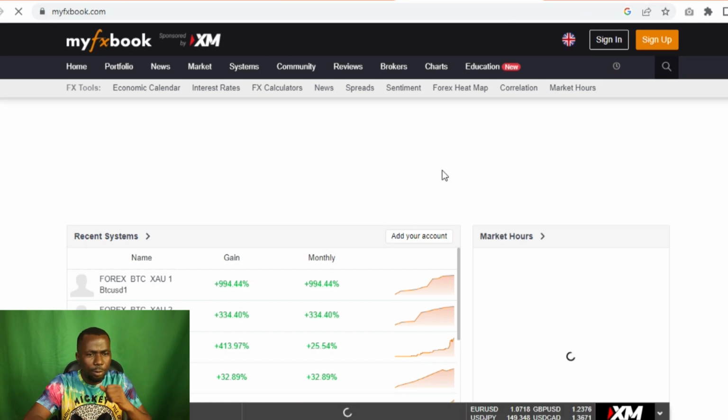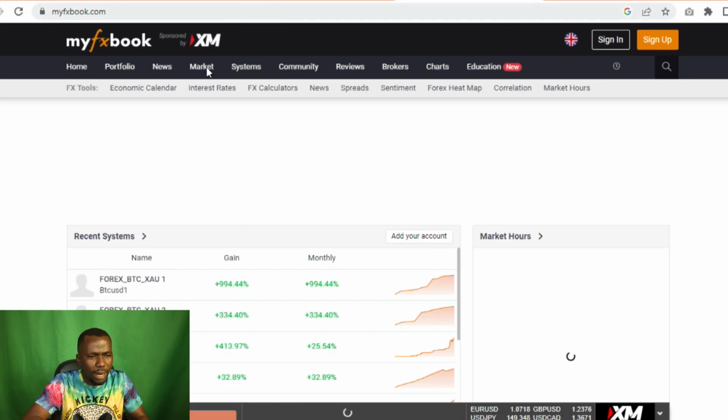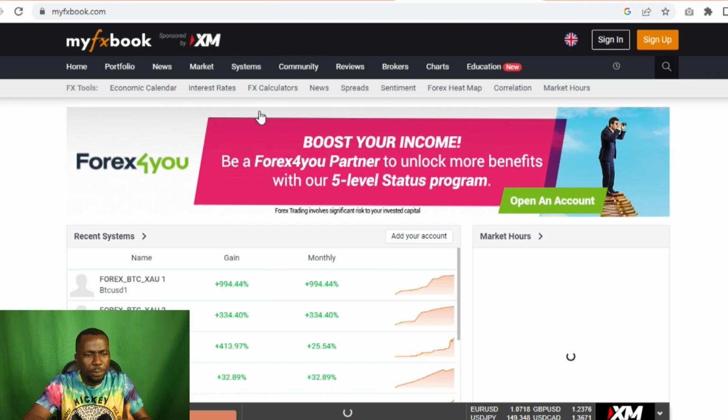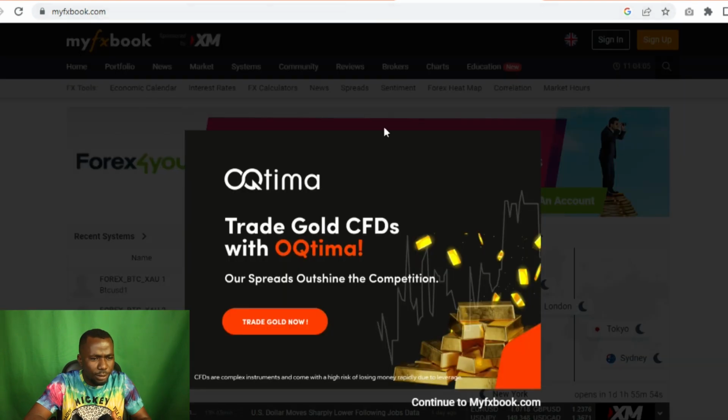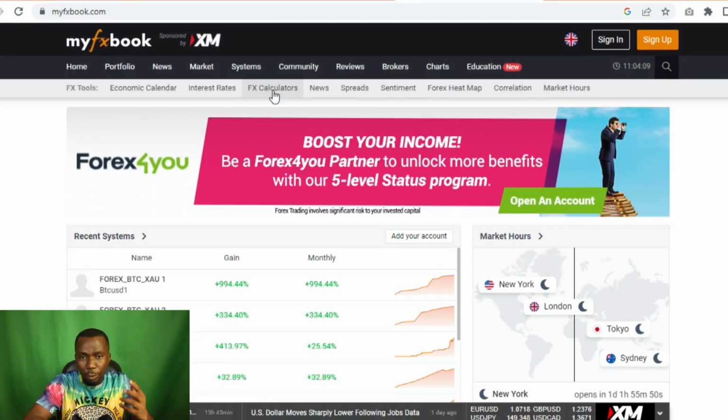Okay, now you have opened my FS book, right? This is my FS book. So after opening my fsbook.com, you simply go to FS calculator.